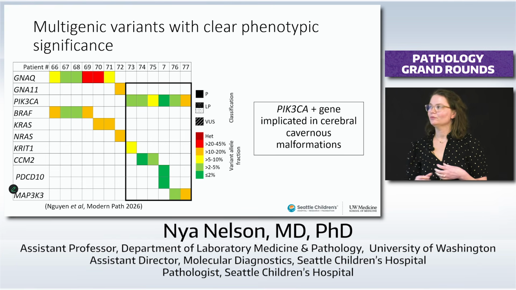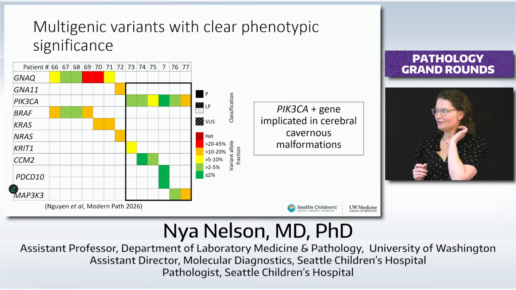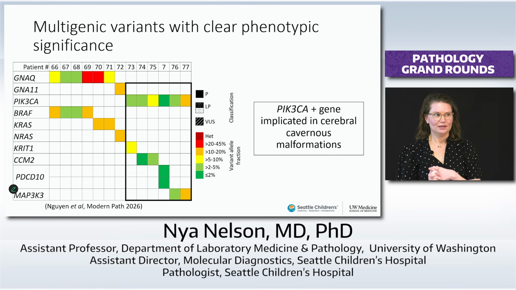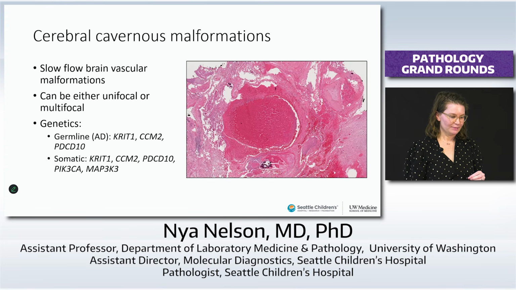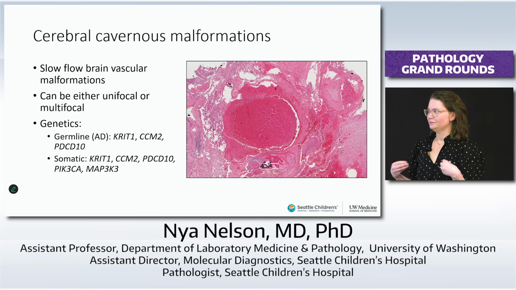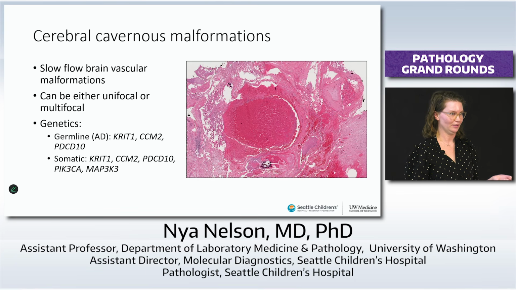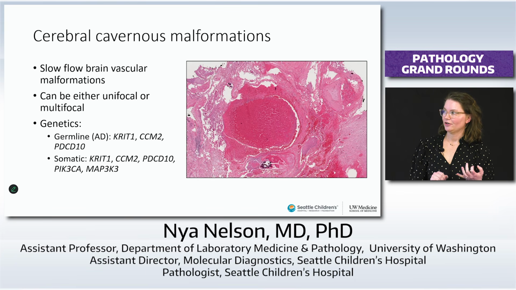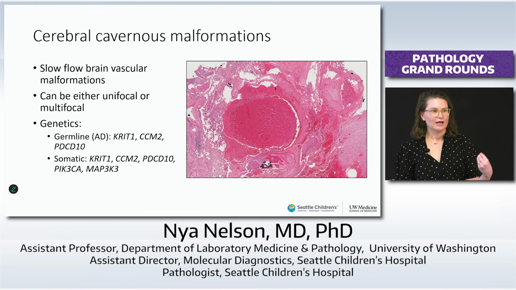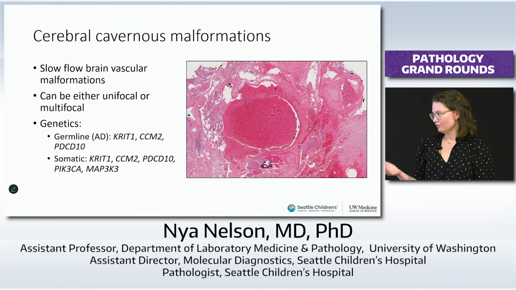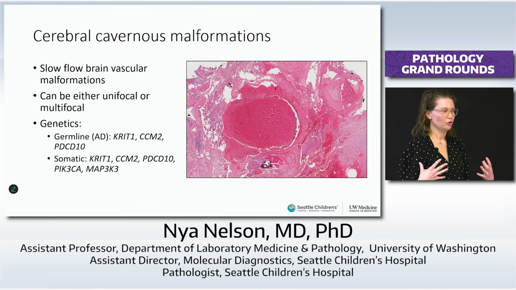The other subgroup here were individuals who had a PIK3CA variant, together with a variant in a gene that's implicated in cerebral cavernous malformations. And cerebral cavernous malformations are slow flow brain vascular malformations that can either be unifocal or multifocal. There are a few different genetic mechanisms at play. Some of our patients will have germline variants with autosomal dominant inheritance, and that's typically caused by variants in either CRIT1, CCM2, or PDCD10. Other patients will have somatic variants instead in either one of those 3 genes, or PIK3CA or MAP3K3.